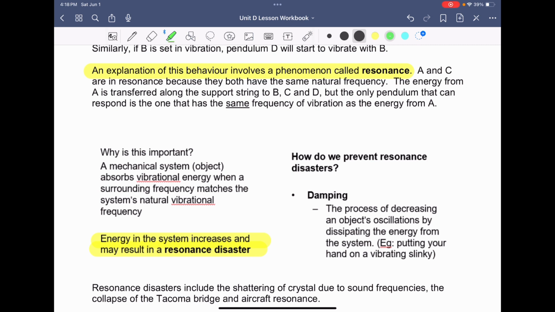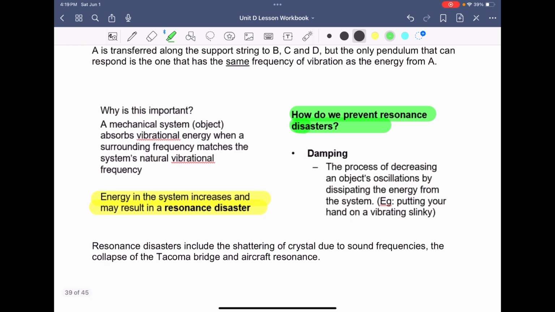And so we propose the following question: how do we prevent that sort of disaster, or how do we prevent this resonant disaster? We use what we call damping. And damping is a process. You just remove some of that oscillatory energy, or you dissipate, or you try to disperse that energy as much as possible.